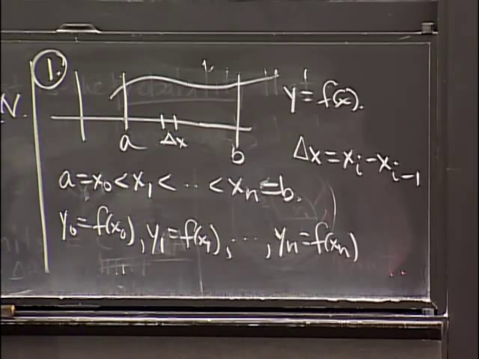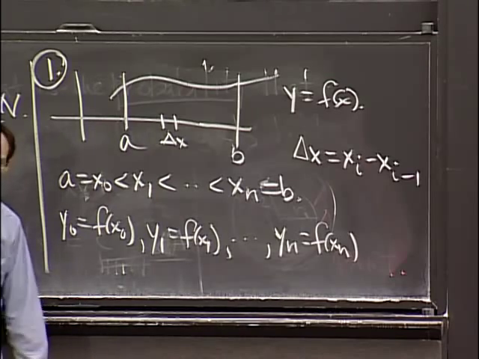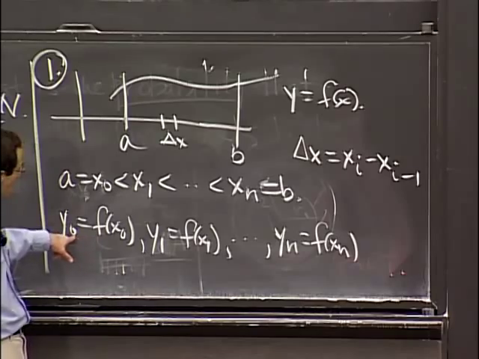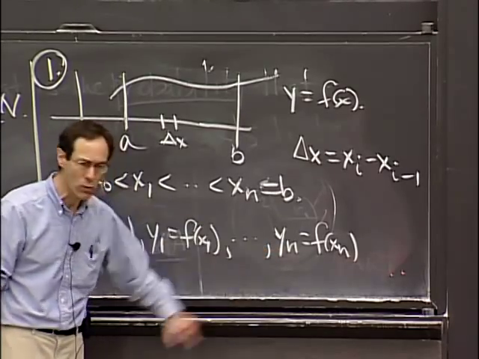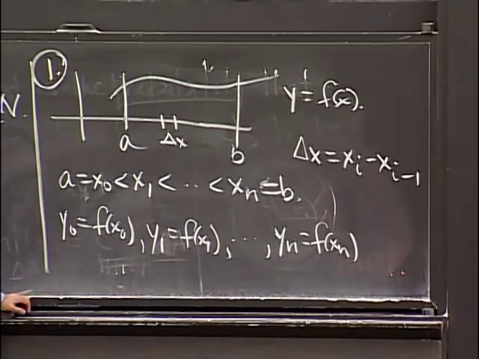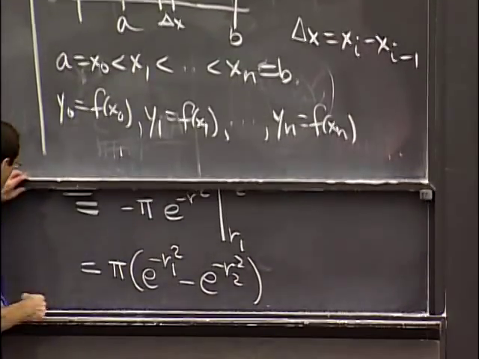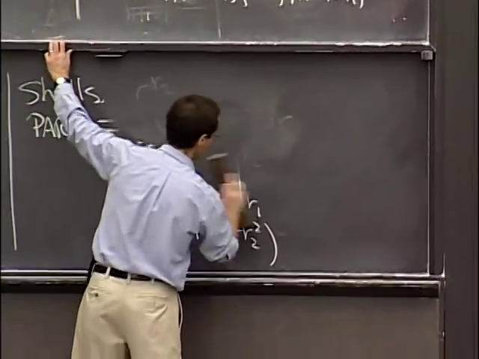In order to figure out the area, you really need to know something about the function. You need to be able to evaluate it. So that's what we've done. We've evaluated it here at n plus 1 points, enumerated 0 through n. And those are the numbers out of which we're going to get all of our approximations to the integral. So somehow we want to average these numbers.